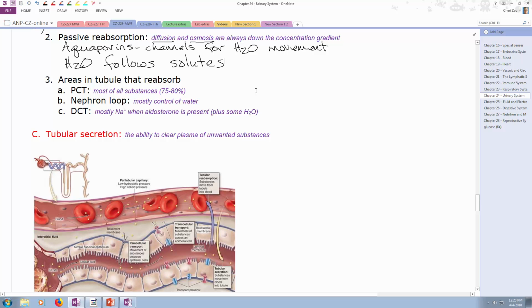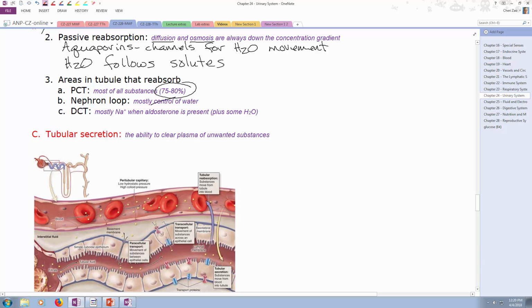Areas in the tubular system that are responsible for our reabsorption of solutes and water. The proximal convoluted tubule is responsible for the bulk of the reabsorption, and that makes sense. It's got the microvilli, and so that's an absorptive surface. The nephron loop, mostly water.